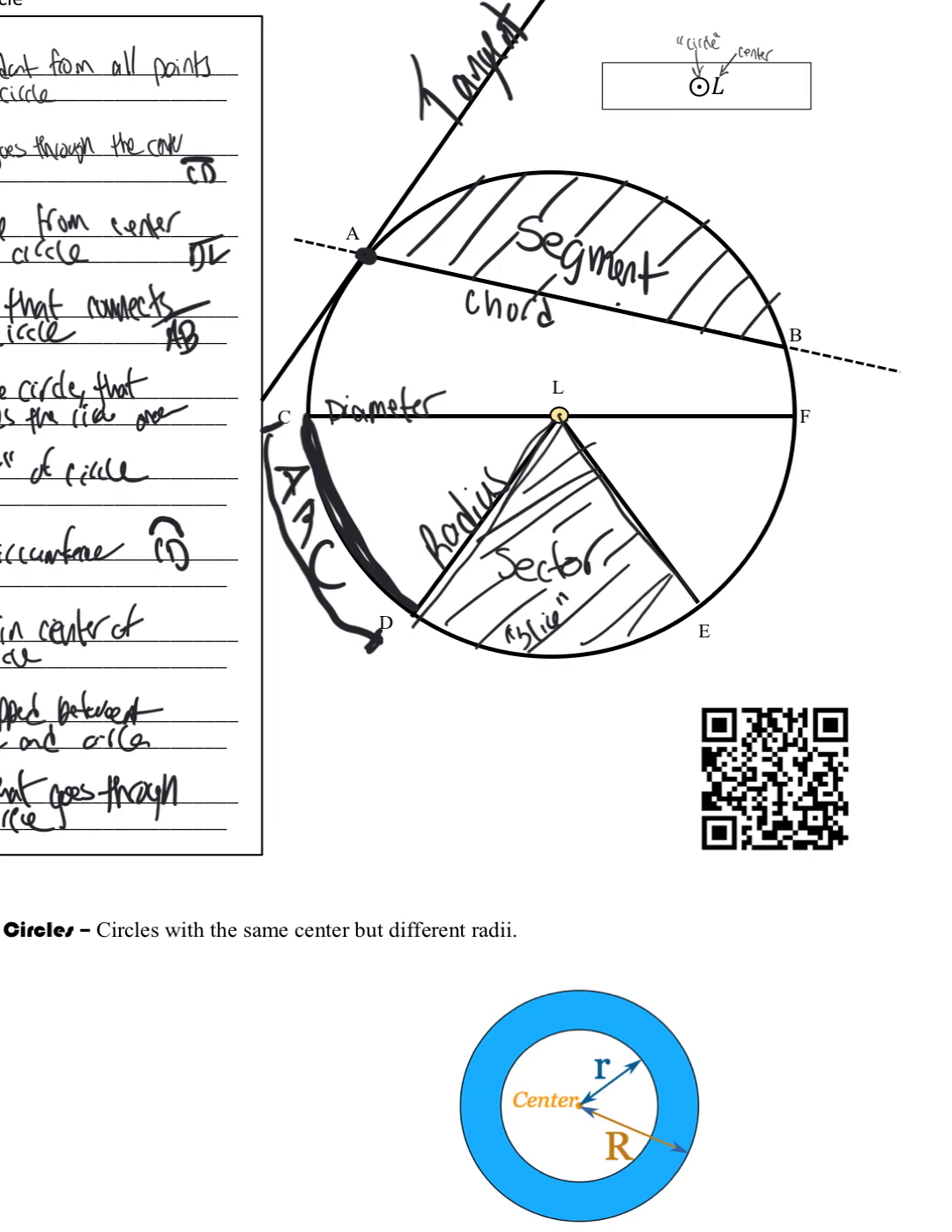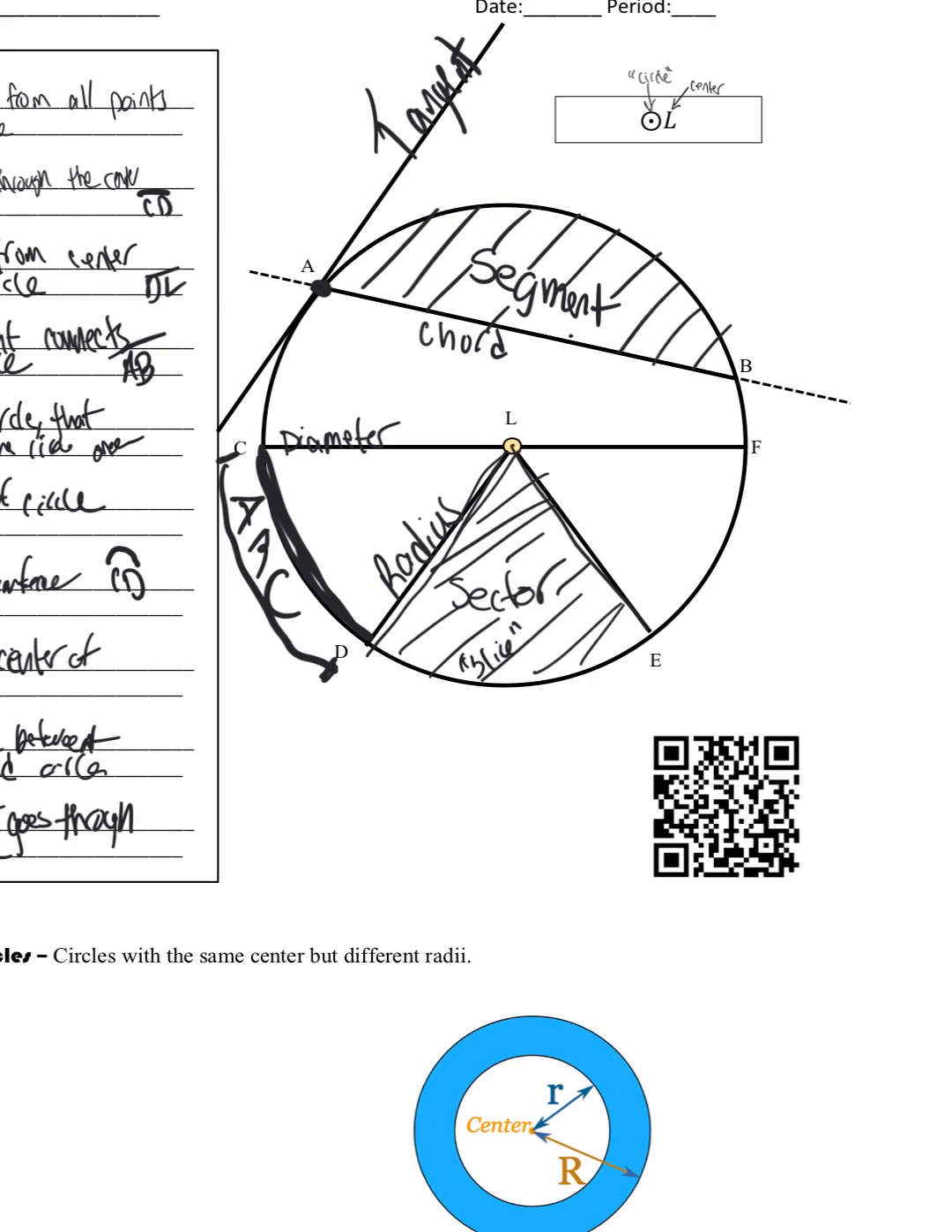So there's only one secant, and that would be if I actually extended my chord. That's why I had dotted lines here. If I extended this chord, this would be a secant line. So tangents touch once and secant lines touch twice, essentially, is the big idea.